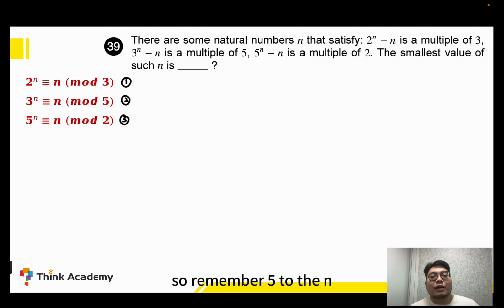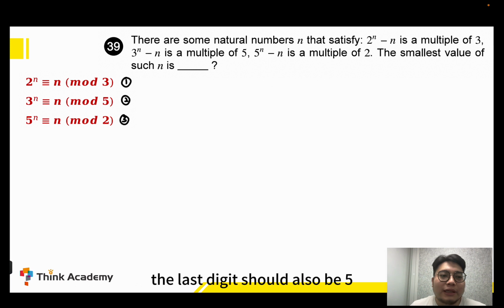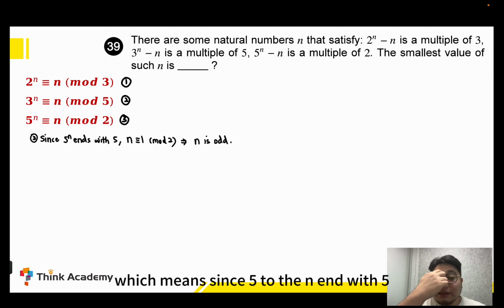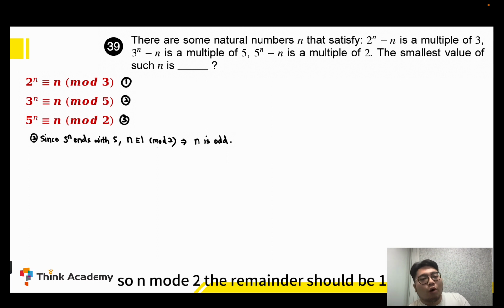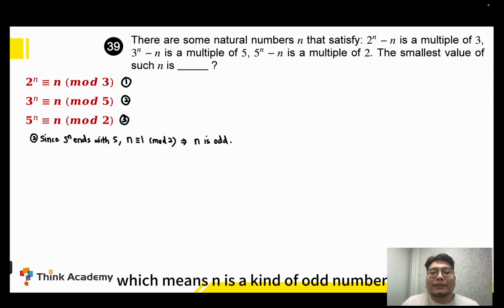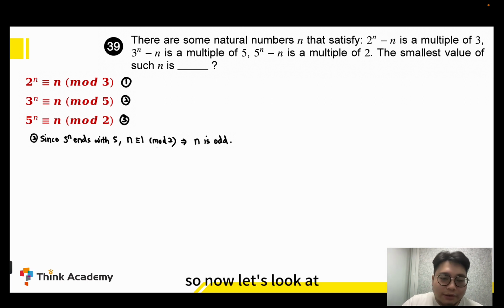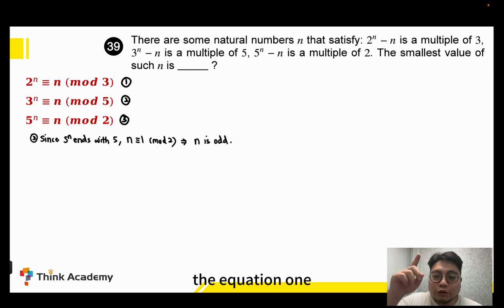So remember 5 to the n, the last digit should also be 5. Which means since 5 to the n ends with 5, n mod 2, the remainder should be 1. Which means n is an odd number. So now let's look at equation 1.